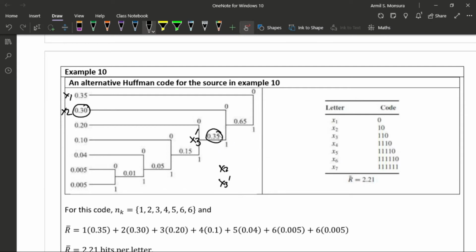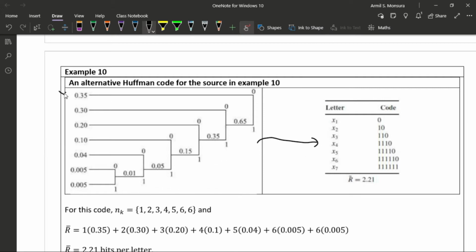So doing that, joining these two and assigning 0 to the top branch and 1 to the lower branch, will result in a total probability of 0.65 for x2 and x3 bar. And finally, we will have to join this with x1 bar, so that we have 0 for the top branch and 1 for the lower branch. Now, you can verify from this alternative code tree the following codes. Please verify what those codes are from this code tree.